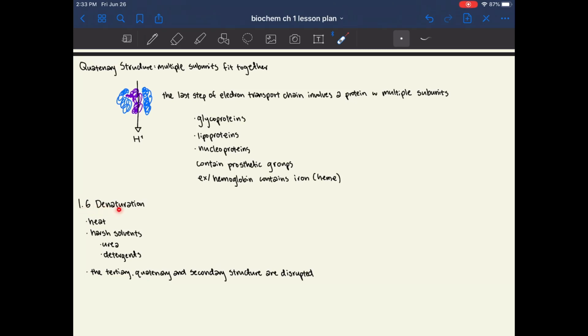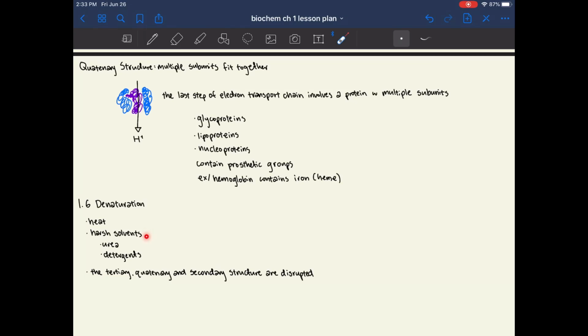Chapter 1.6 talks about denaturation of a protein, which is when a protein breaks down. Some factors that can cause this are heat. For example, when you cook an egg, you can see the egg white turn from a clear color to an opaque color. And this is because the proteins in your egg whites are denaturing.